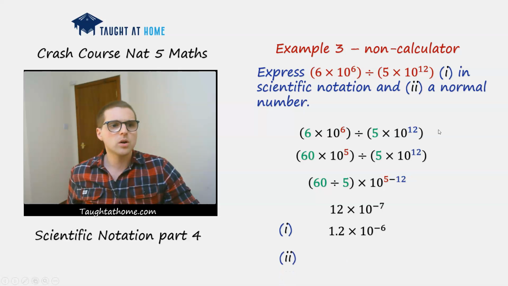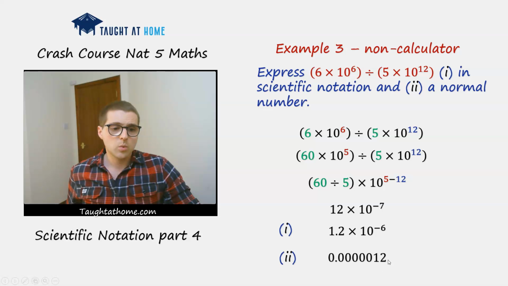And part 2, convert that into a normal number. So we're going to be shifting this decimal point 6 places to the left. So we're going to have 6 zeros, then a 1 and a 2 with a decimal point between the first 2 zeros. And that's how it's done.